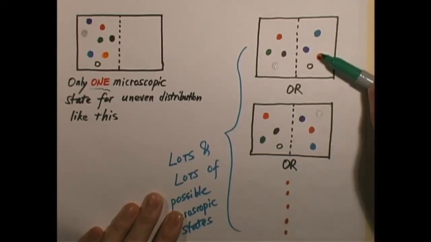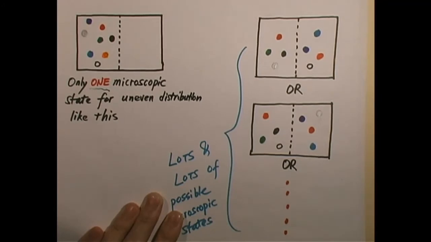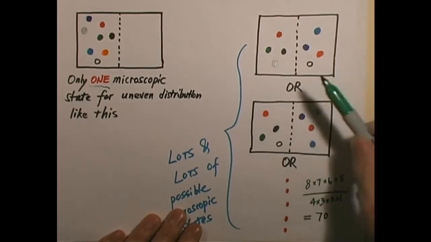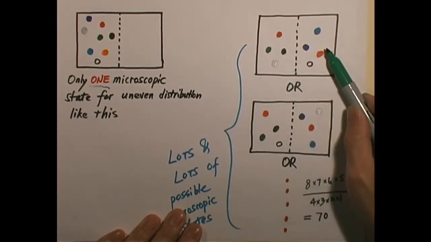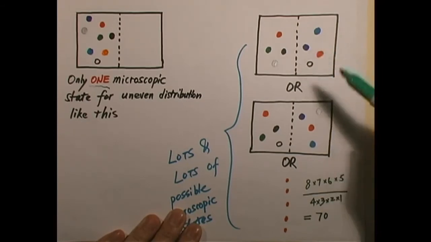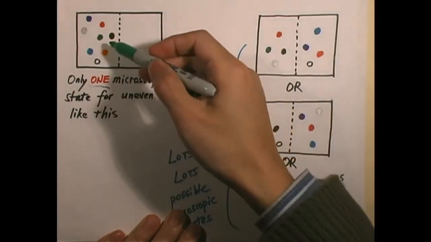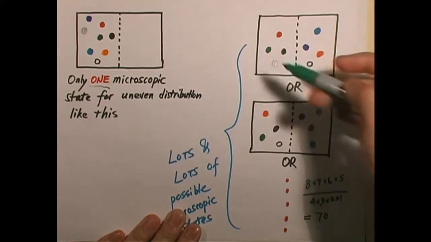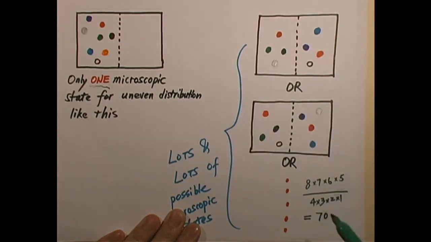Now, you can easily count how many of them there are. So how many different ways can I put 4 molecules on one side and 4 other molecules on the other side? Well, basically I have 8 molecules, right? I pick 4 to put on the left-hand side, for example. How many choices do I have? Well, the first molecule I pick, there are 8 choices. The next one has 7 choices, 6 choices, and 5 choices. So this is how many ways I can take 4 molecules out of 8.